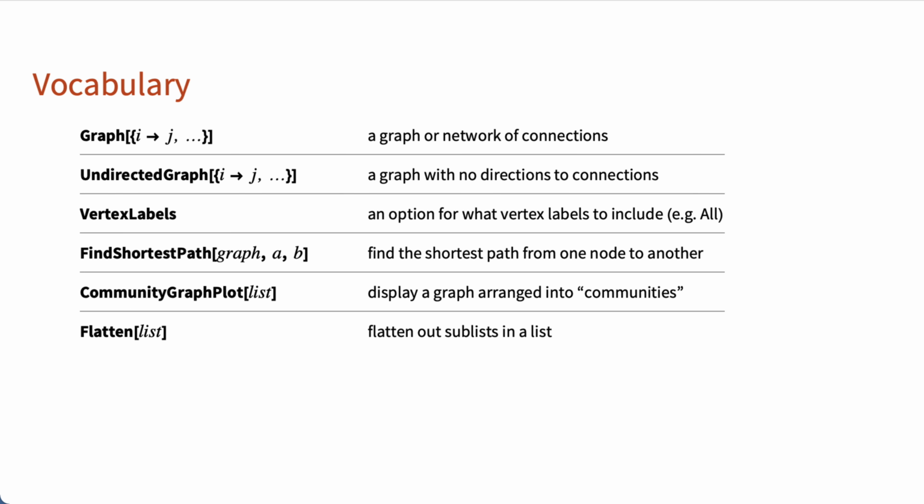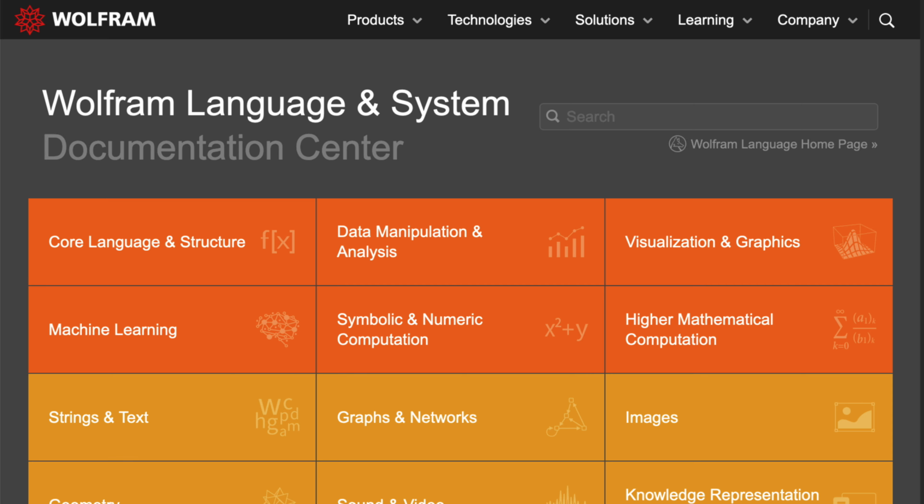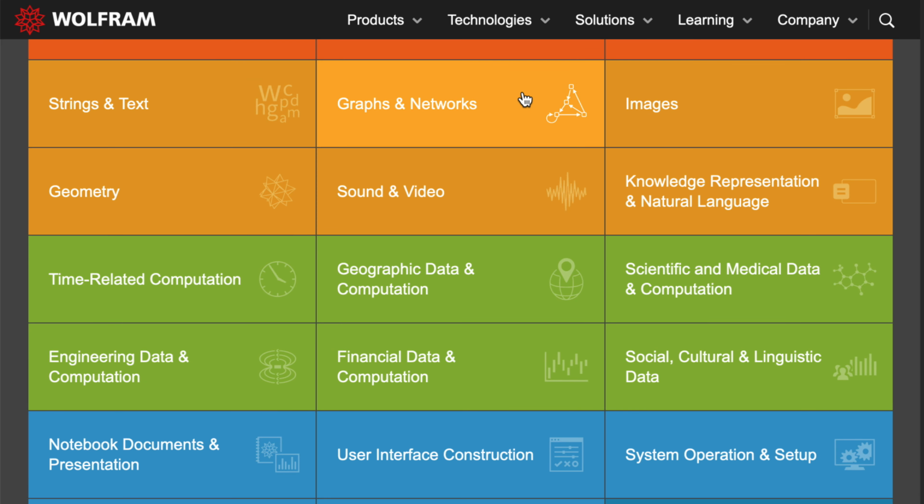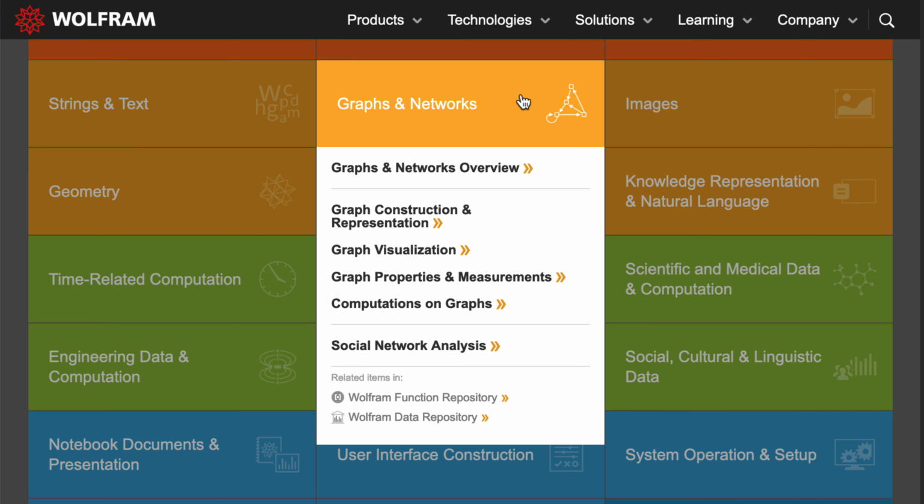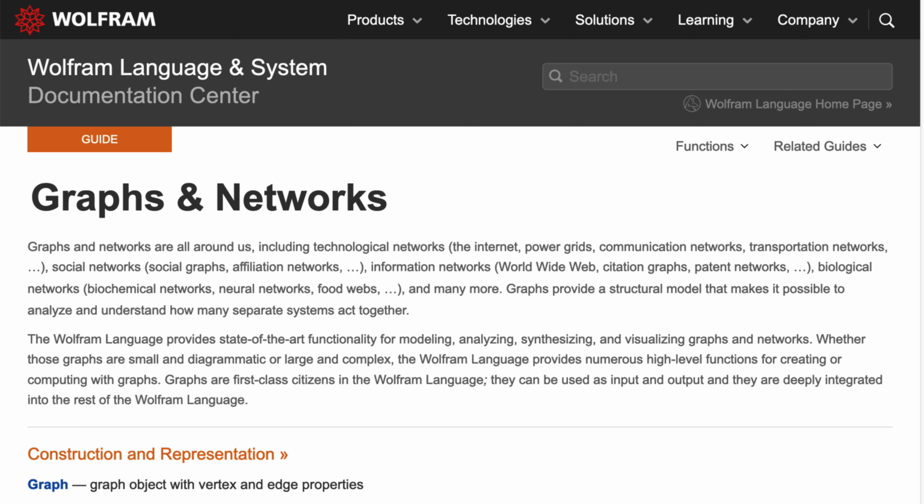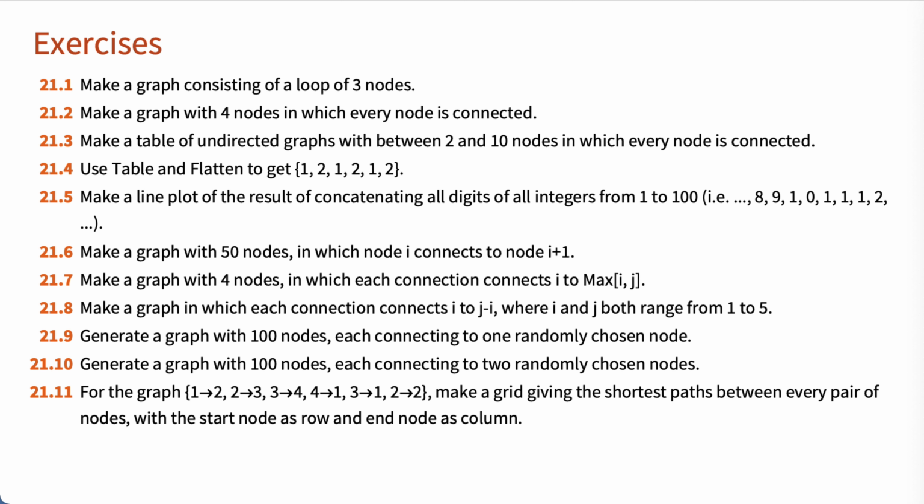You can find more information about these and other Wolfram Language functions for working with graphs in the Wolfram Language and System Documentation Center by clicking on the Graphs and Networks button and selecting any of the items in the menu that pops up. Clicking Graphs and Networks Overview opens a guide page with links to all of the functions from this section. Here are the exercises from the end of this section.